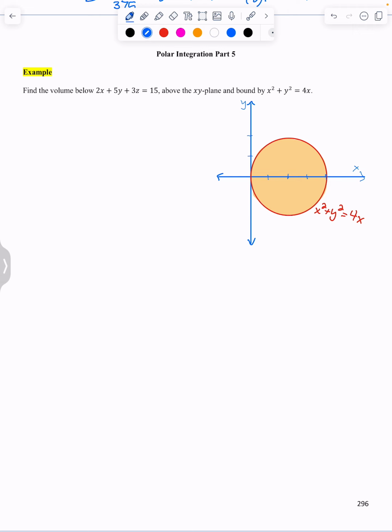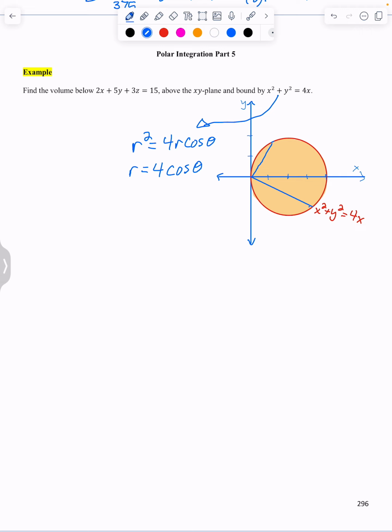Remember, we can figure out what the circle is using polar. I know that x squared plus y squared is r squared, and then I know 4, and x is r cosine theta. So if I divide each side by r, I get r equals 4 cosine theta. That tells me my radius, and we can see that it gets bigger and smaller based on which part of the circle you are on.